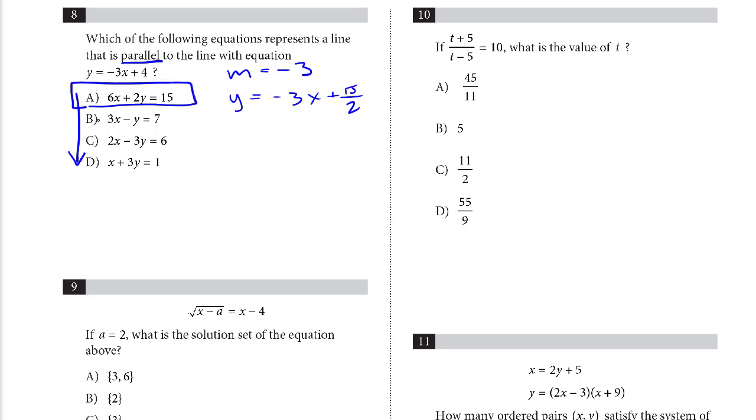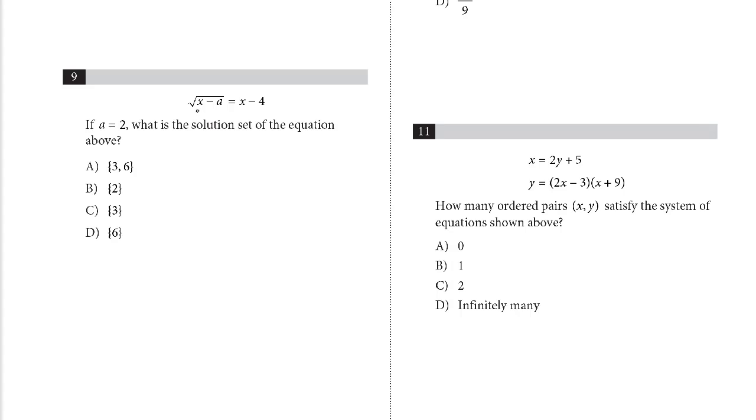Okay. If I have a positive x and negative y, that's a positive slope. So it's not going to be parallel to a negative slope. Same story for C. That's going to be a positive slope. I can detect that right from standard form. And in the case of D, I'm going to be dividing through by 3. So I'm going to get a negative 1/3 slope. That's not right either. A is the correct answer.